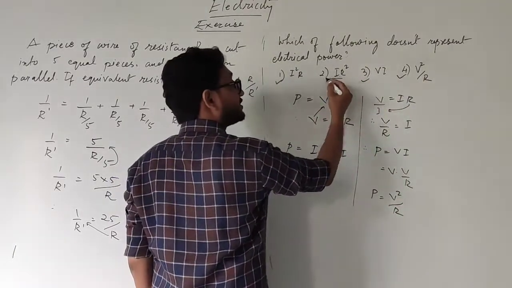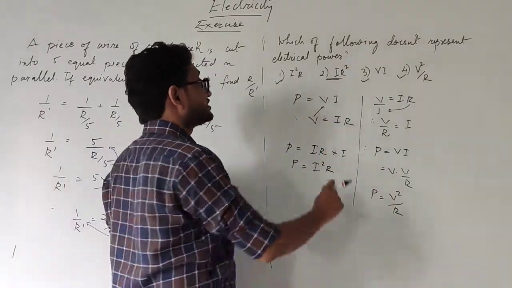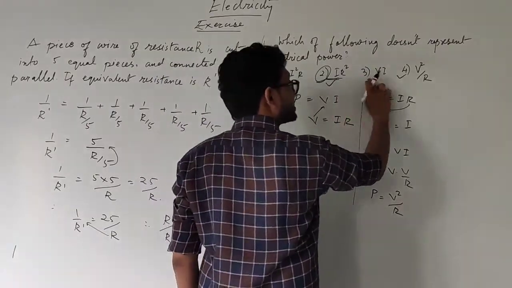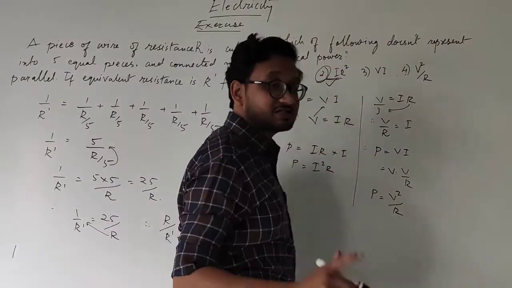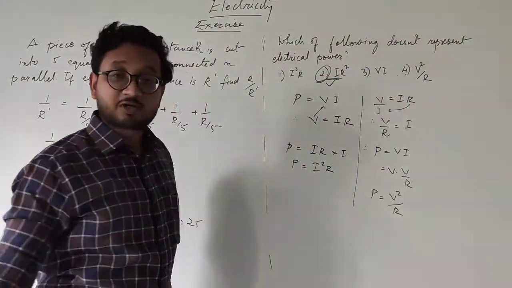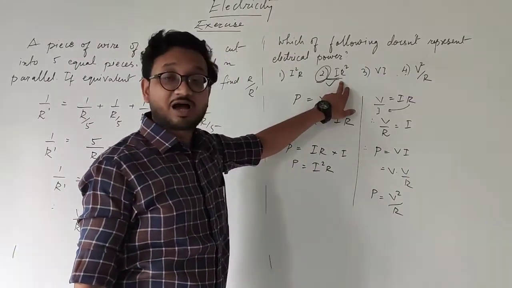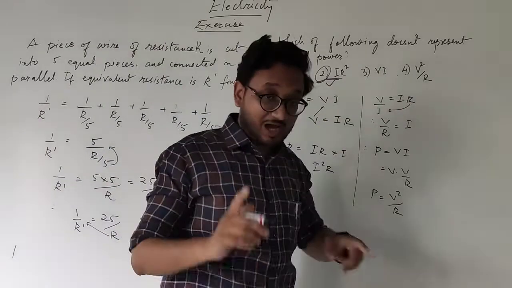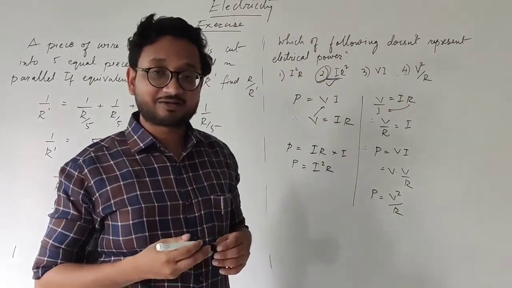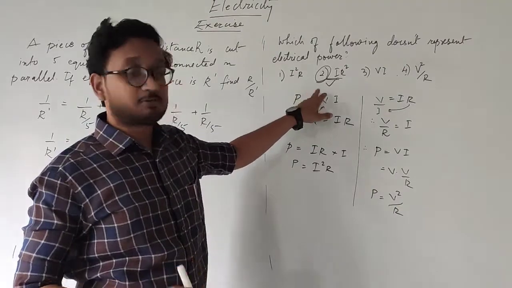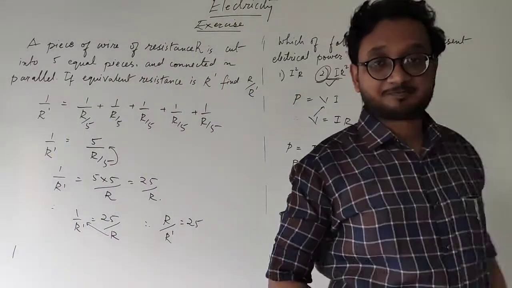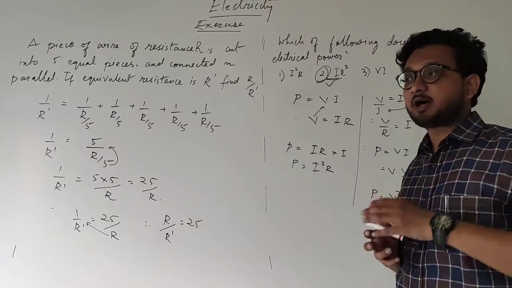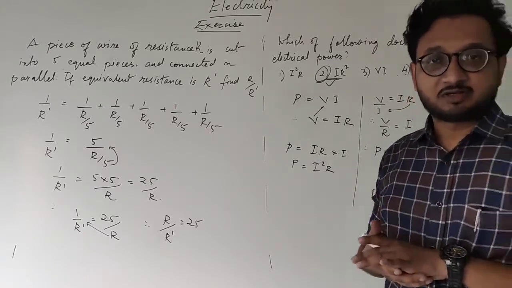So the only formula that you don't have is I R square. Hence you have to choose this one. This is your correct answer, because the question states which of the following does not represent electrical power. So this formula IR square does not represent electrical power. First, third and fourth do represent electrical power. So the second option is the correct option, because it does not represent electrical power. I hope it is clear to you, students.